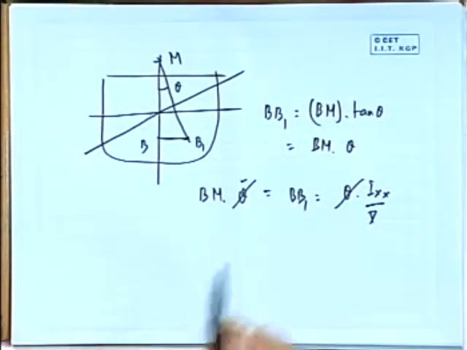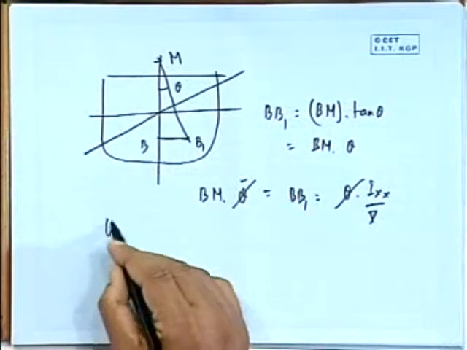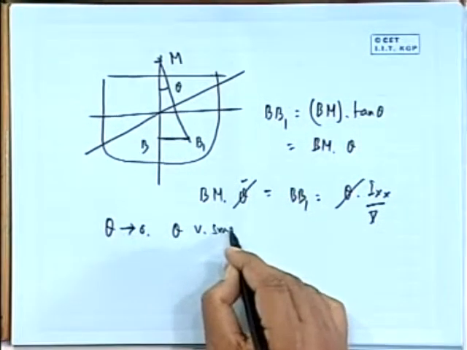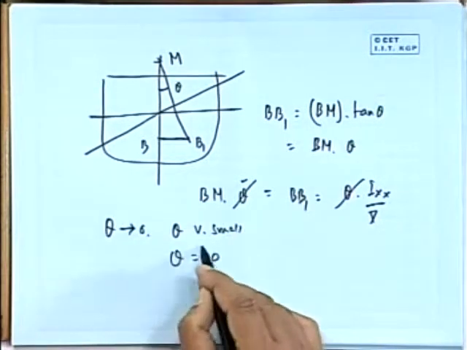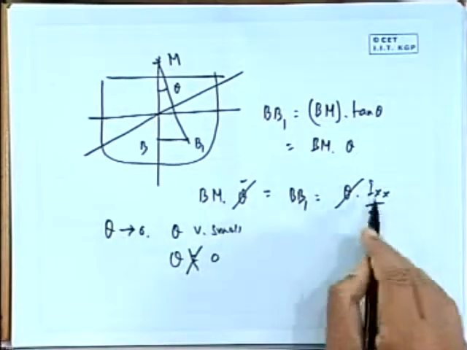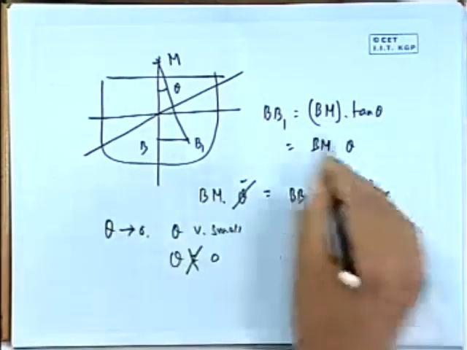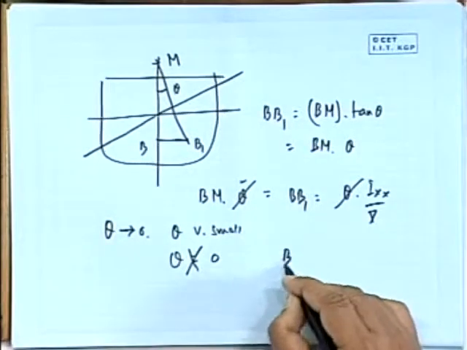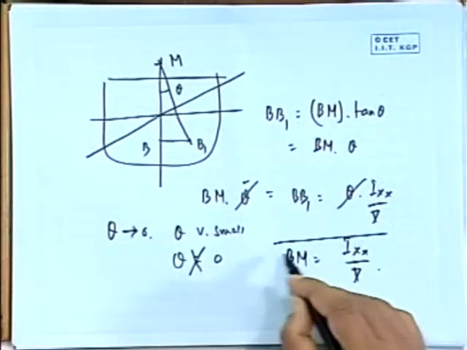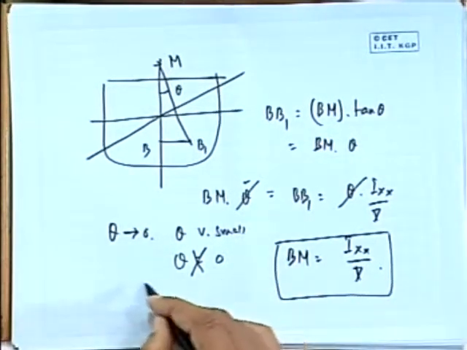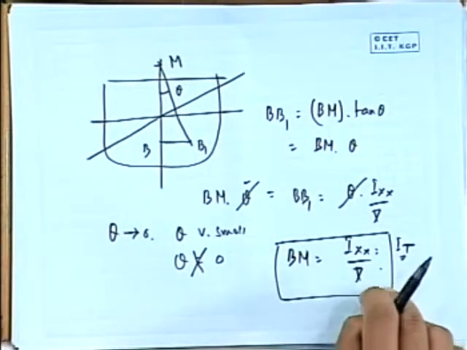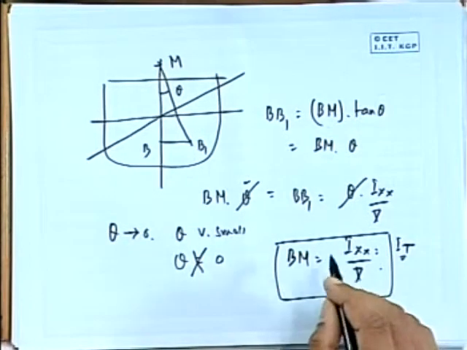But in this case, we must remember the entire thing we have done, we have said theta tends to 0, or we have said theta is very small, but we did not say theta equals 0. This we did not say. If we did say that, then obviously this whole thing will fall. So for a very small angle, we end up finding that BM equals Ixx by volume. This Ixx some people call It. This is why people call it It, because it comes in the case of transverse stability.